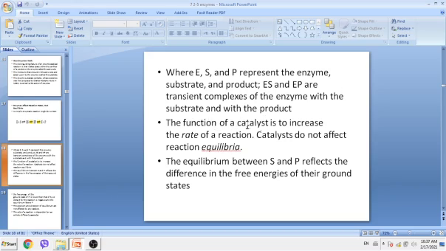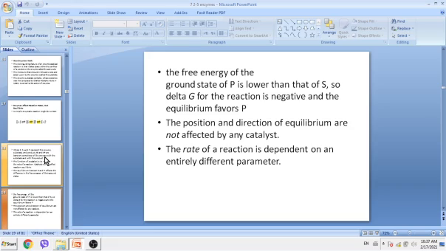The function of a catalyst is to increase the rate of reaction. Catalysts do not affect reaction equilibrium. The equilibrium between S and P reflects the difference in the free energy of their ground states. The free energy of the ground state of product is lower than that of S.